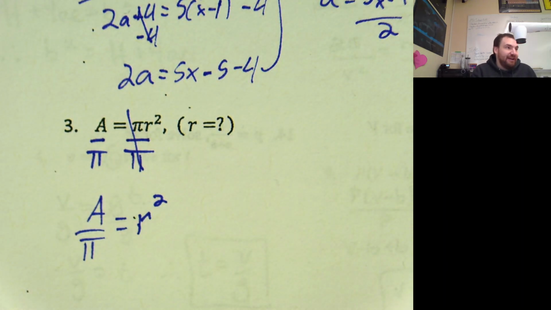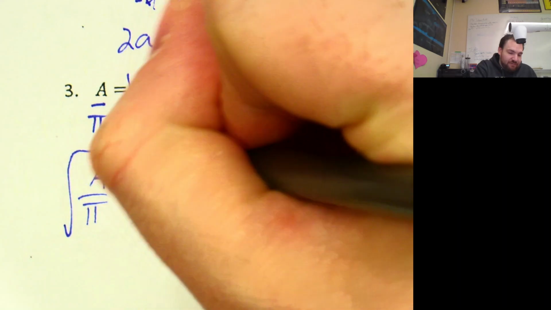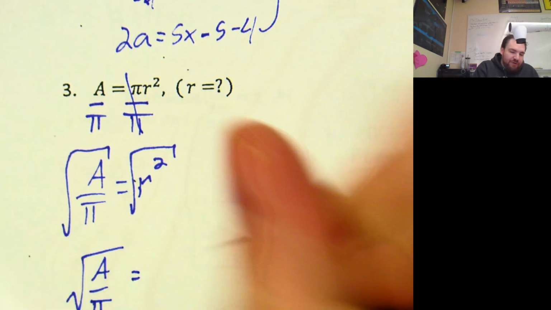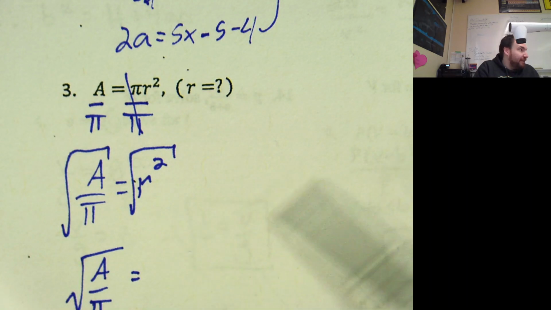This one's a little trickier now because this is an operation we have looked at, but not in the context of this chapter, really. I want to get r by itself, and right now I have r squared. How do you undo a squared? You square root. So I want to square root both sides. I'm going to get the square root of a over pi equals, what is the square root of r squared? That's just going to be r.